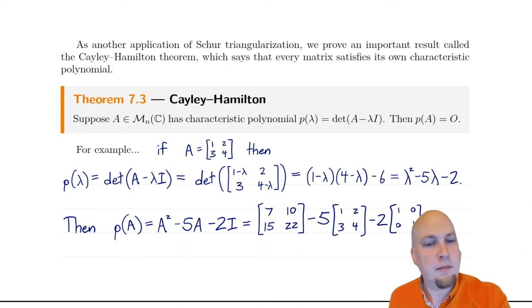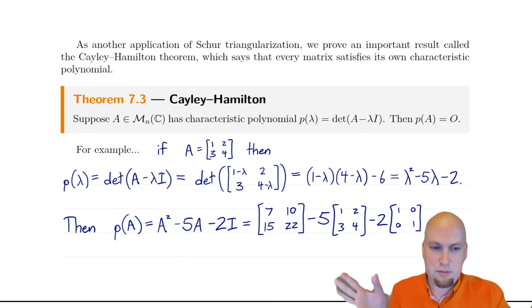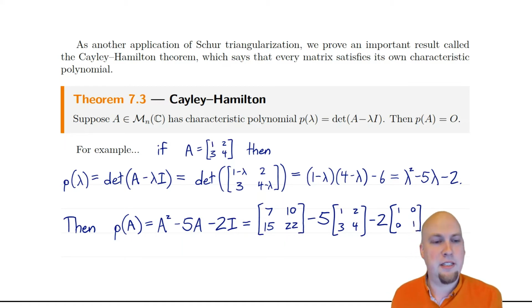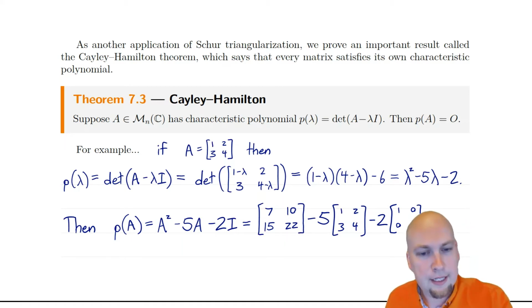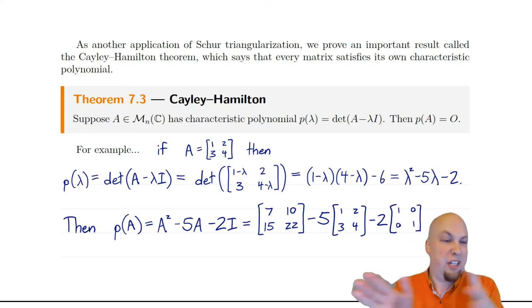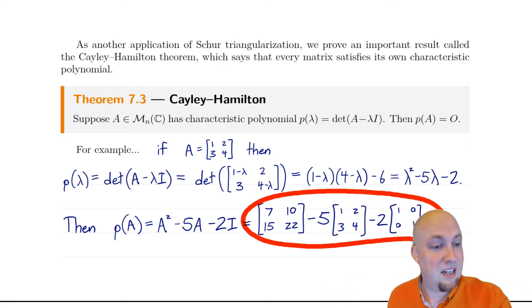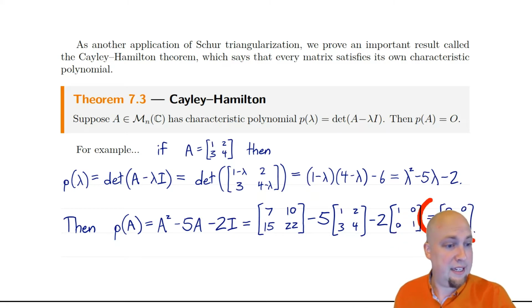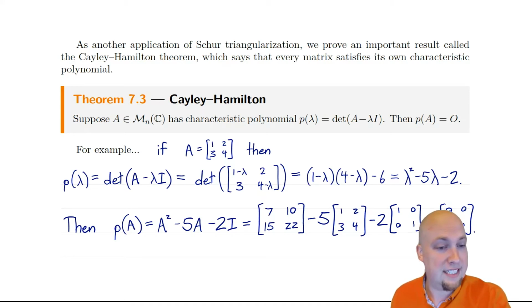If we compute this, what are we going to get? A squared, you just compute it via matrix multiplication. I'm not doing anything fancy. I just multiplied A by itself and got this matrix here, 7, 10, 15, 22. And then minus 5A, and then minus 2 times the identity matrix. If you go through and actually compute this sum and difference and scalar multiples, you're going to find that you get exactly the zero matrix. For example, in the top left entry, I've got 7 minus 5 minus 2, which is 0. And similarly for the other entries.